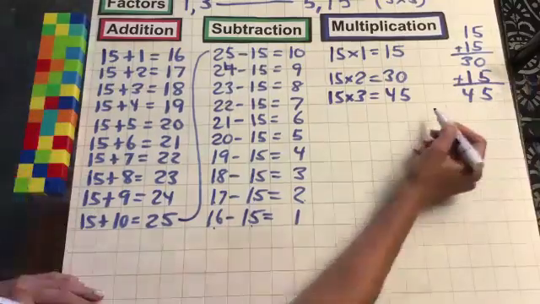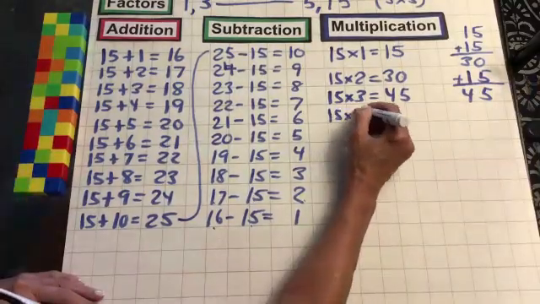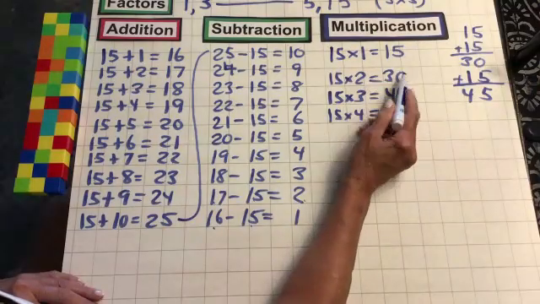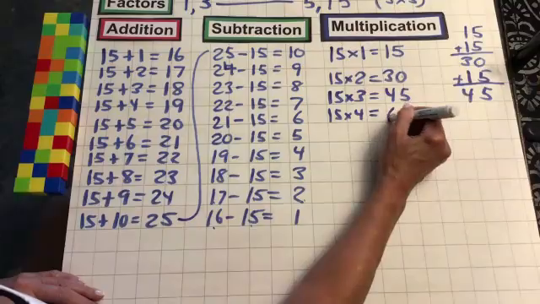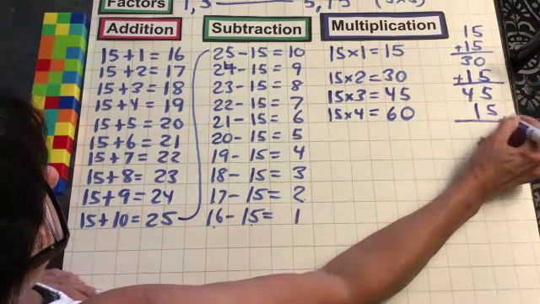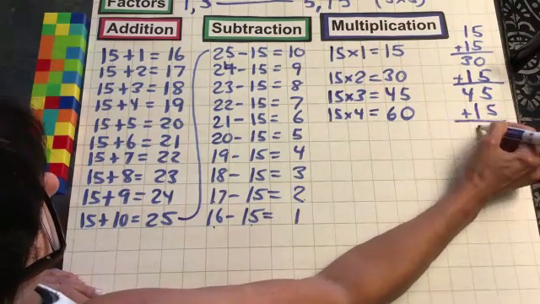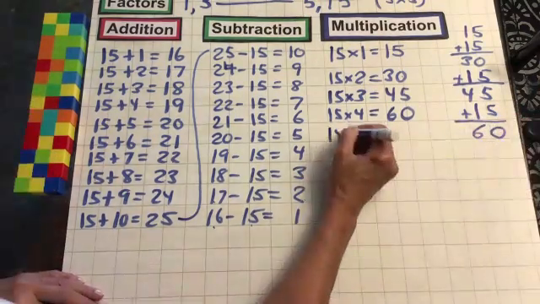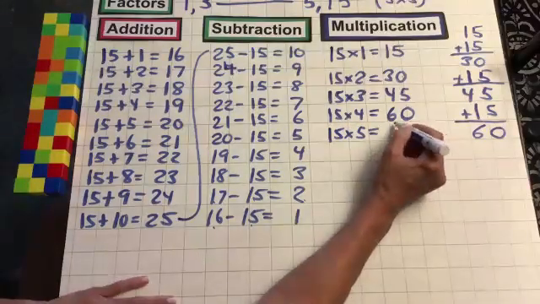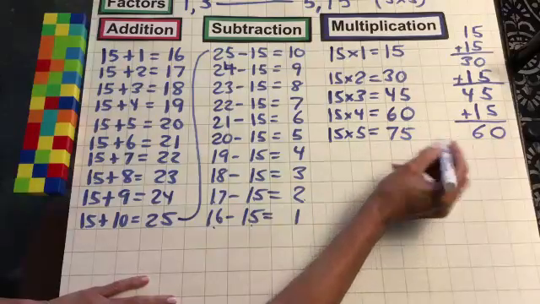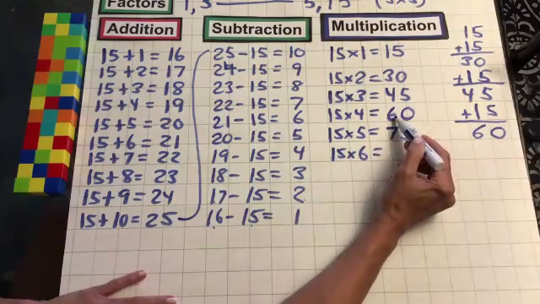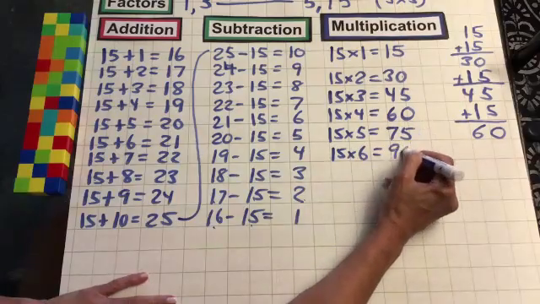If you're adding down the side, 15 times 4 equals, well, 4 is 2 2s, so 2 30s is 60. Hopefully some of you already knew that and put those together. 15 times 5 equals 15 more than 60 is 75. 15 times 6 equals, well, if we do 30 more than 60, we have 90.